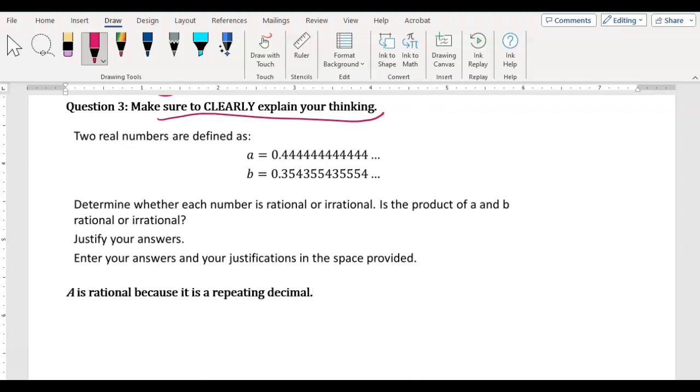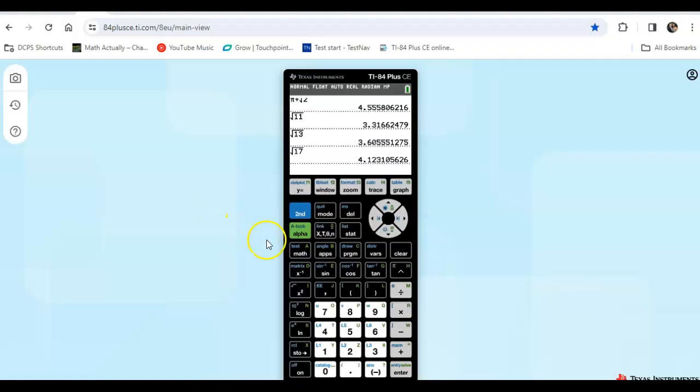And then remember, we need to prove that it can be represented as a fraction. So 0.44444 is very close to 4/10. So let's see if we can figure out what that fraction is. Like I said, 0.44 is close to 4/10. So what if we did 4 divided by 9? Because we know 4 divided by 8, we know what that is. So 4 divided by 9 gives us 0.4444.